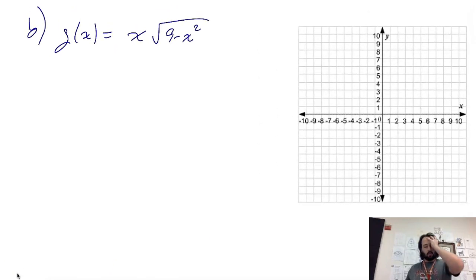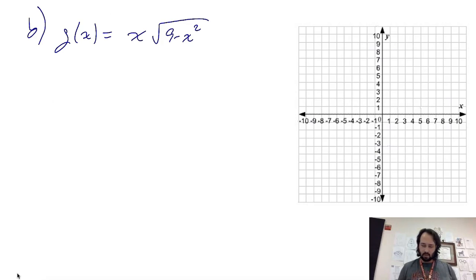So let's see. Just looking at it, this part is going to have some restrictions, right? X squared cannot be bigger than 9, so I'm only going to have things between 3 and -3 for this graph. So that's kind of restricting my domain there.